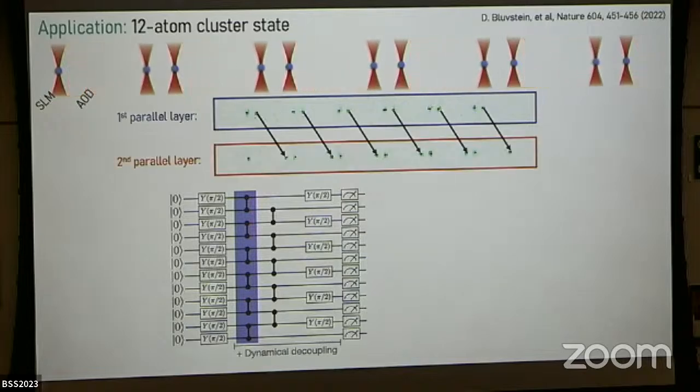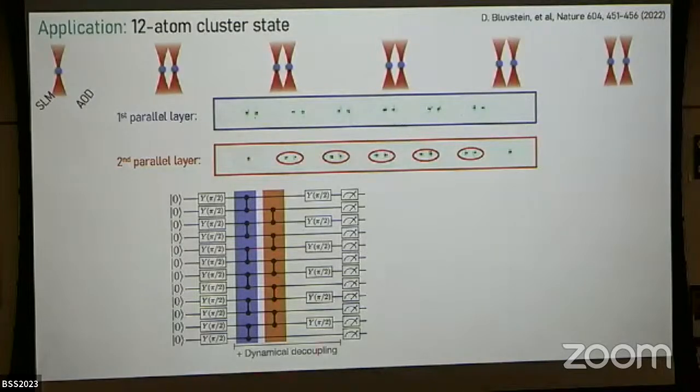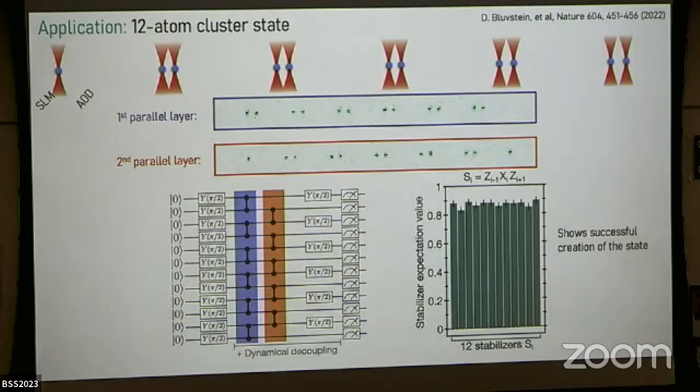So what we do is we move the atoms such that we prepare them in these different pairs. And then we apply a second layer of gates. Then we do, again, a single qubit operation on some of them. And this allows us to initialize the atoms in this cluster state. And by measuring the stabilizers, we can see that we indeed prepared our array of atoms in the right state. Okay, this is a simple demonstration that shows you how you can use this to change the connectivity, apply different sequences of gates, and prepare an interesting quantum state.